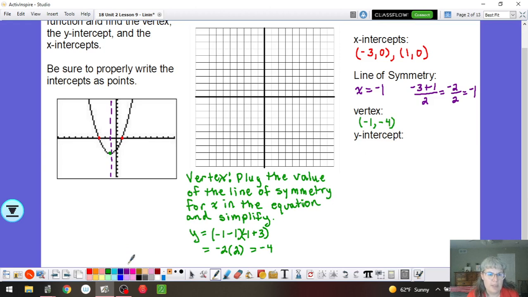The y-intercept is where the graph is going to cross the y-axis. So in this graph, it is down 3 units. The x value is 0. The y value is -3. And to find the y-intercept mathematically, plug 0 in for x in the equation and simplify.